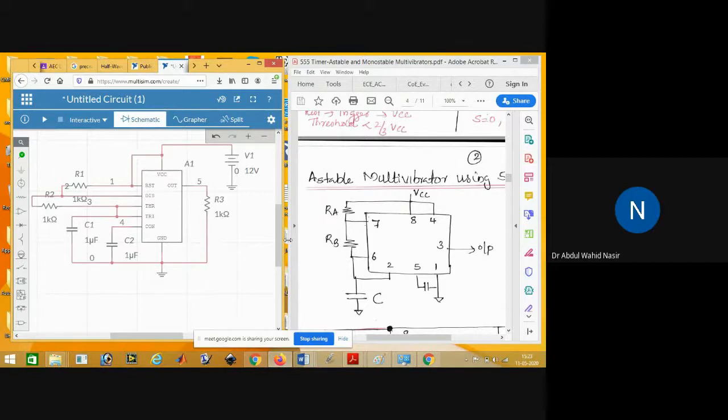Okay. Now pin number 6 and 2 are shorted. What is pin number 6? Pin number 6 is threshold, and pin number 2 is trigger.